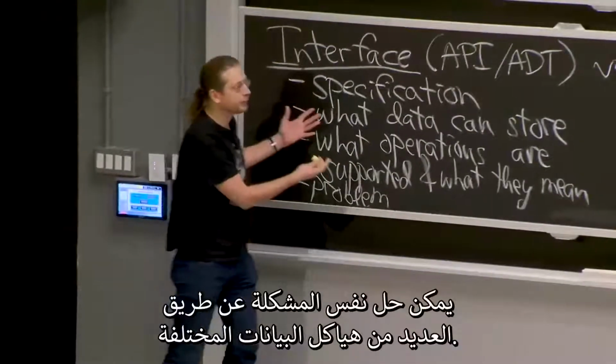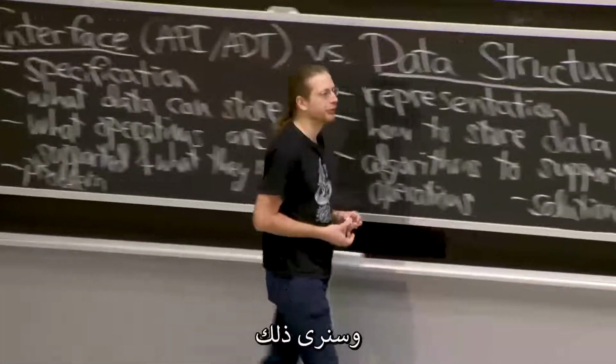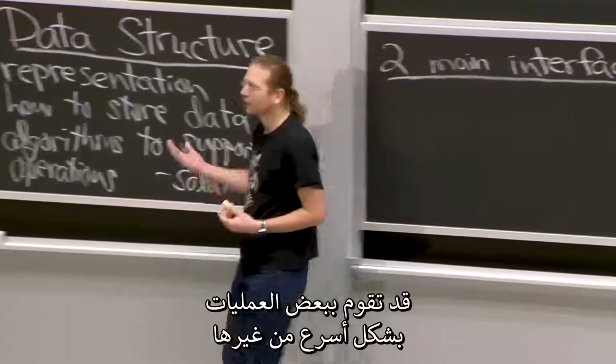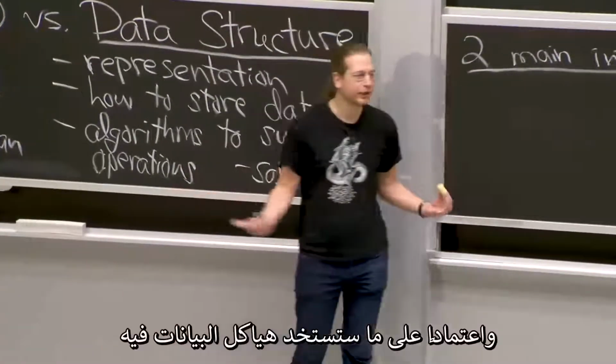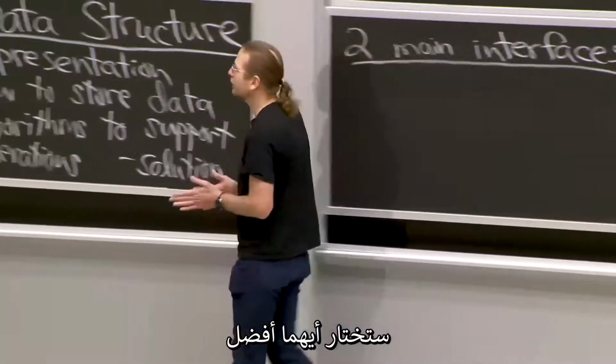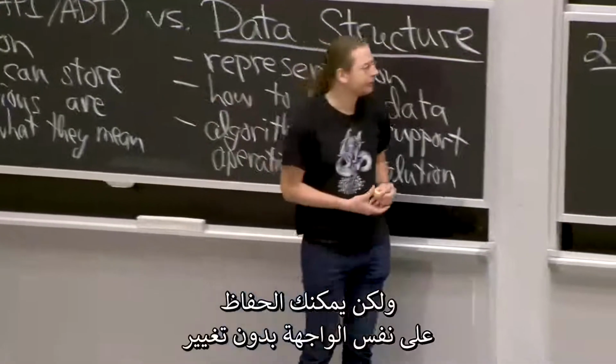So the same problem can be solved by many different data structures, and we're going to see that. And different data structures are going to have different advantages. They might support some operations faster than others, and depending on what you actually use those data structures for, you choose the right data structure. But you can maintain the same interface.